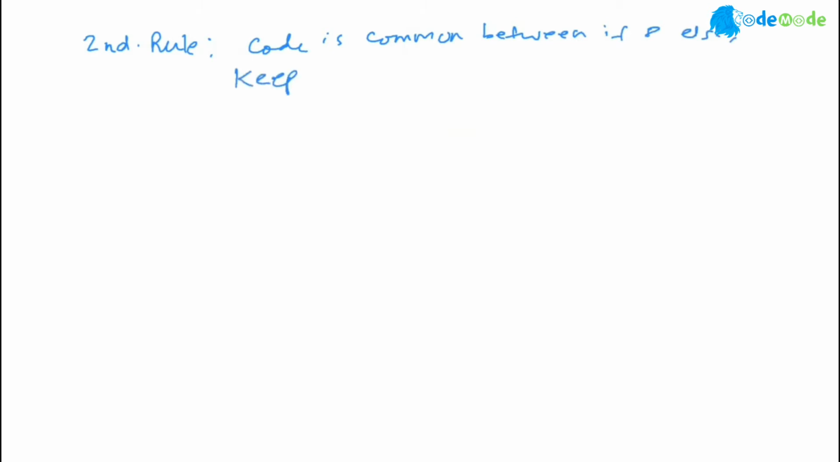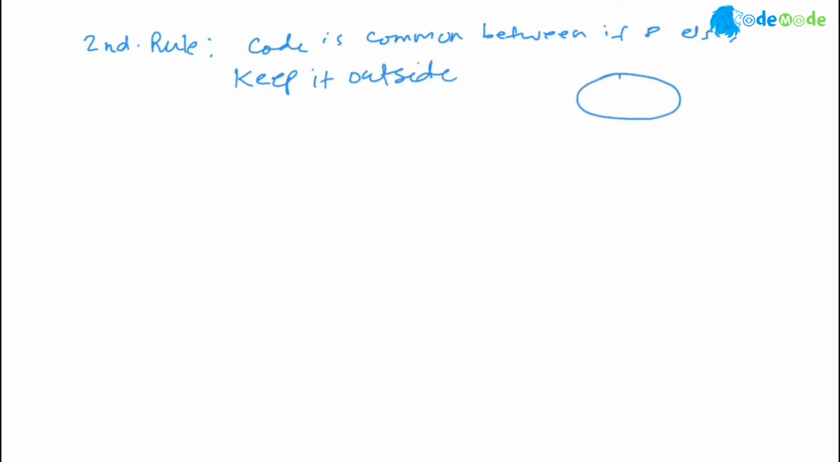Now, the second optimization I'm talking about. If a code block is considered, the second rule is: if code is common between if and else, keep it outside. What I mean is, we'll draw a quick flowchart.